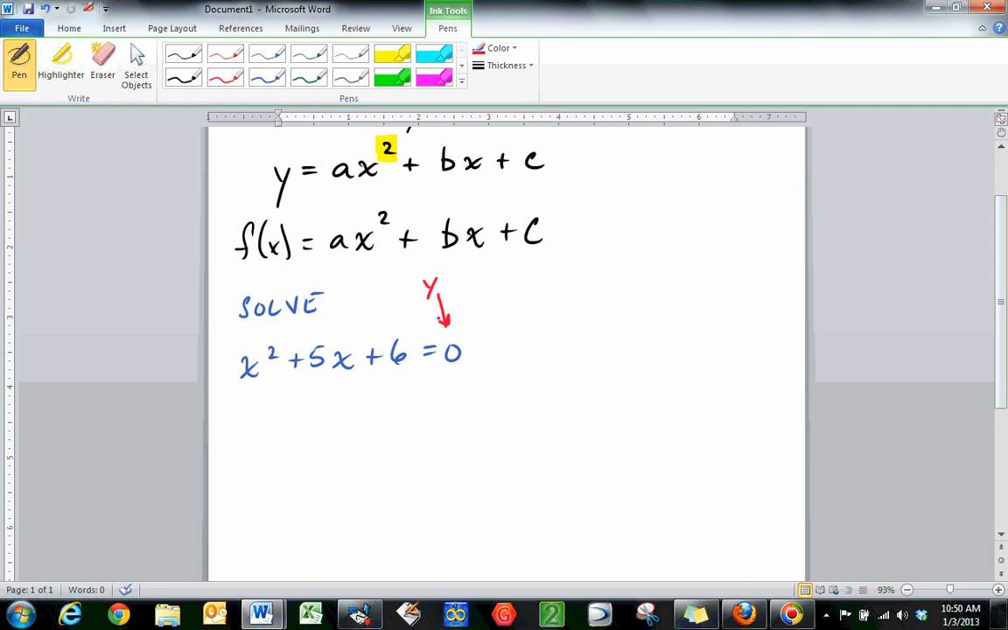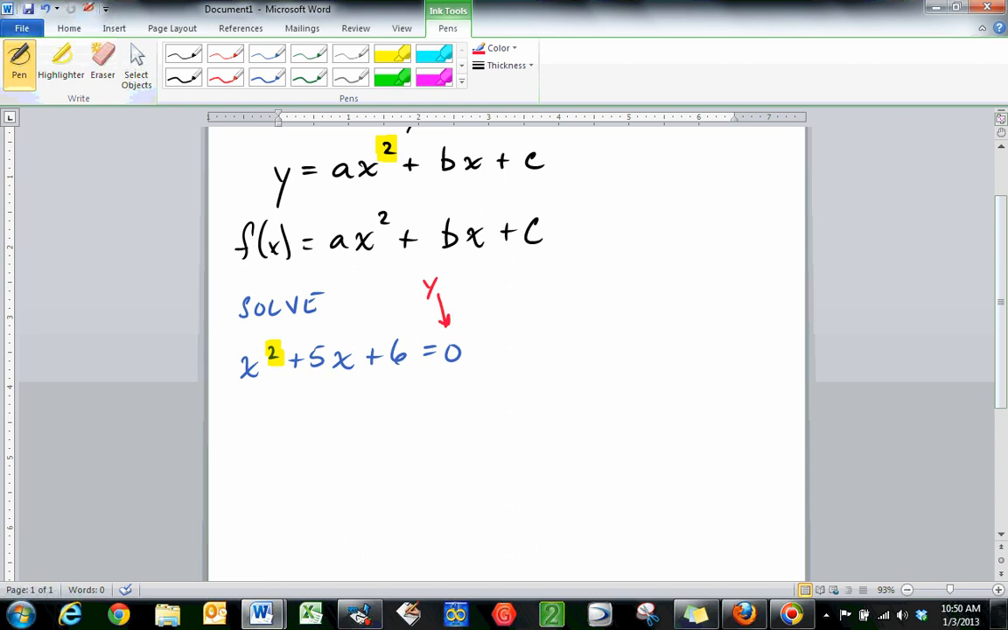We're going to solve the remaining equation for the values of x. We know that because it is a quadratic function, it is a second degree function, that there will be two values for x whenever I solve this. So I'll have one value of x when y equals 0, and then I'll have another value of x when y equals 0.